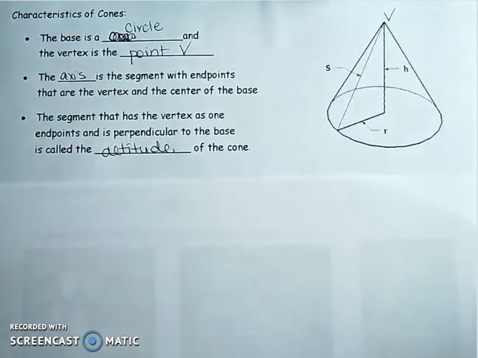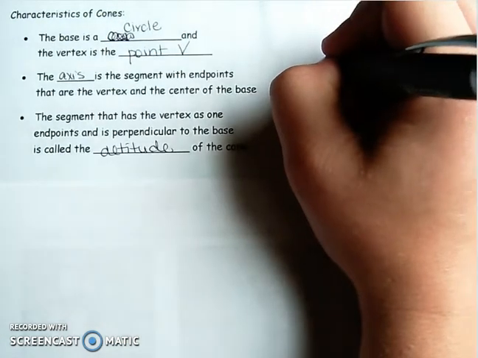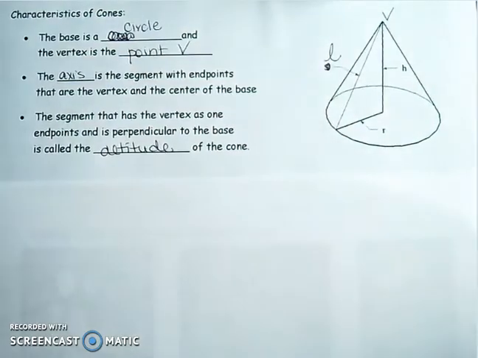The vertex is point V. The axis is the same as its height. And it has a slant height as well because it points into that vertex. So we have a radius, we have a height, and we have a slant height, which is S, or we can scribble that out. That's still our little cursive L.